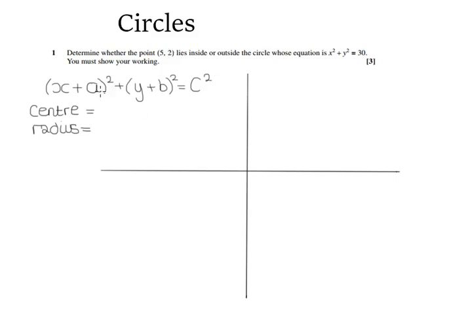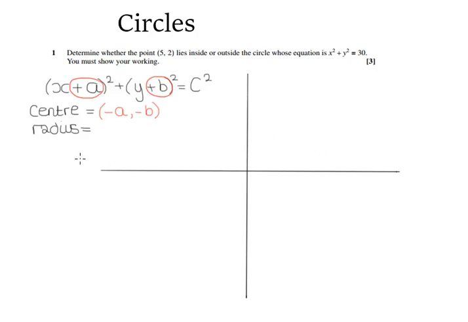And just as a quick recap, we're going to go through what the centre would be and what the radius would be for this sort of question. So when we're looking at the centre, it's important to note that we use this a part and this b part. Because it's inside the brackets, we're going to change the sign around. So in this case, my centre would be minus a and minus b.